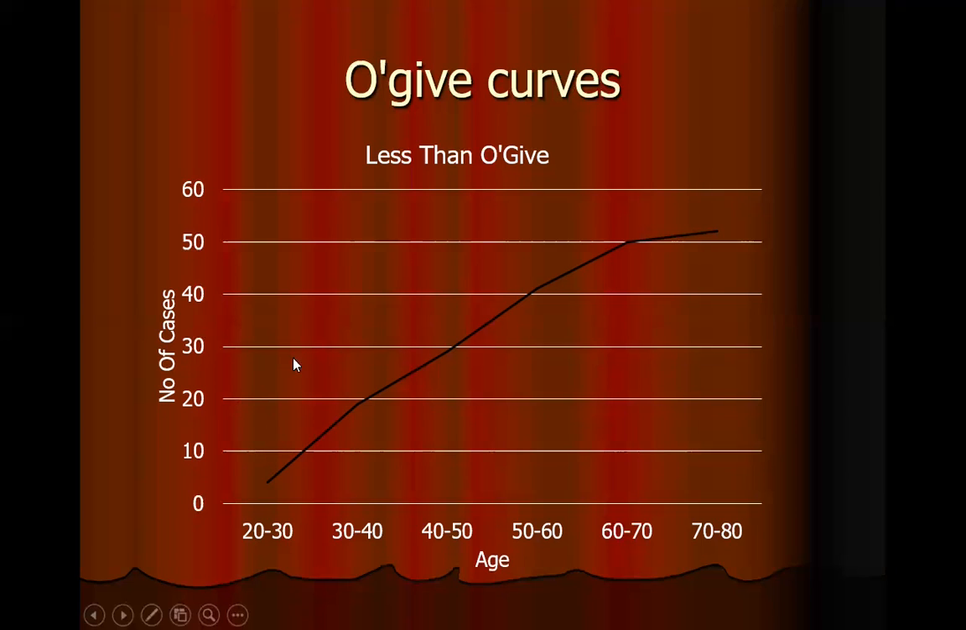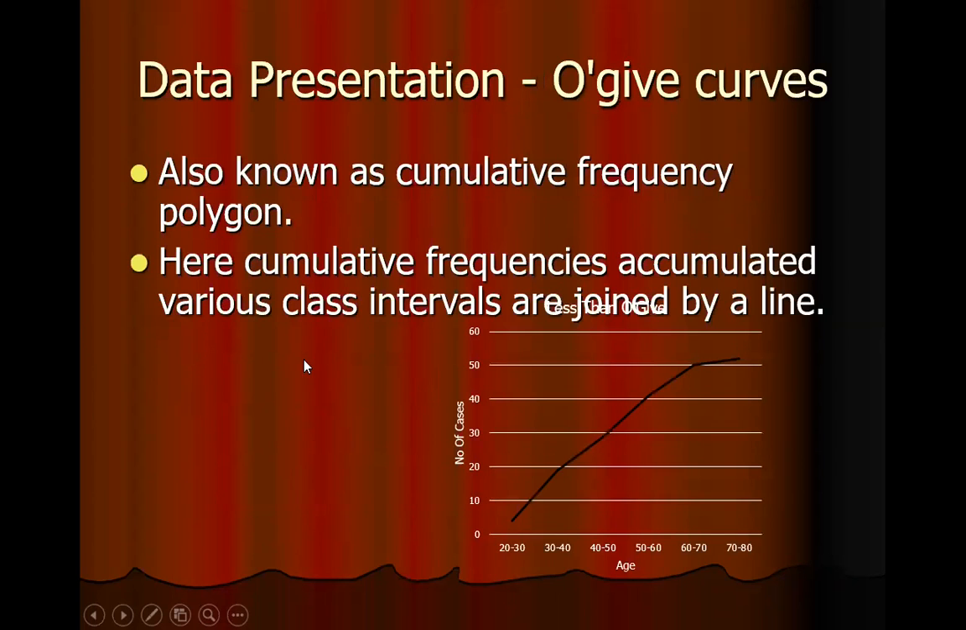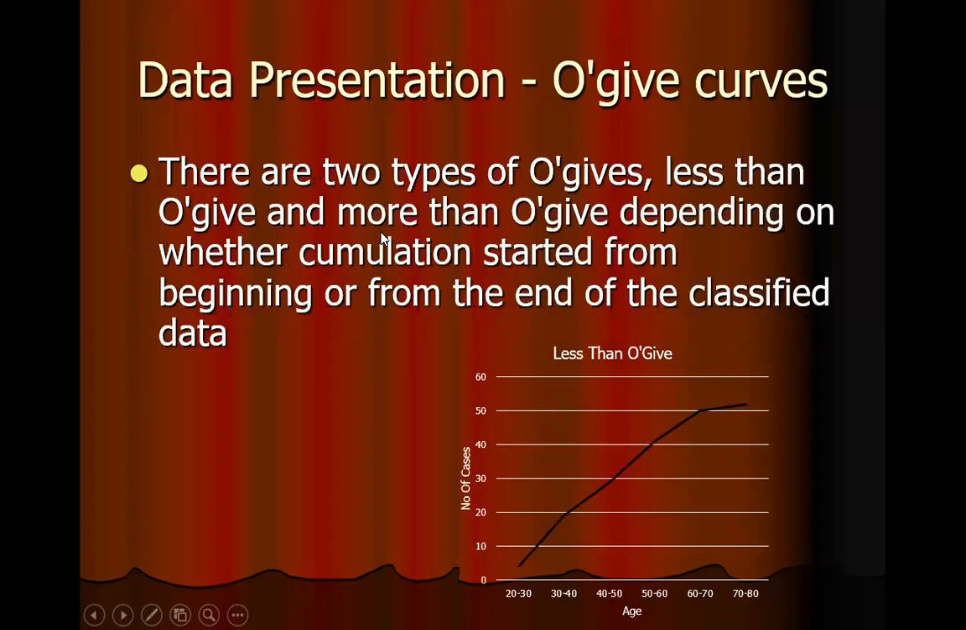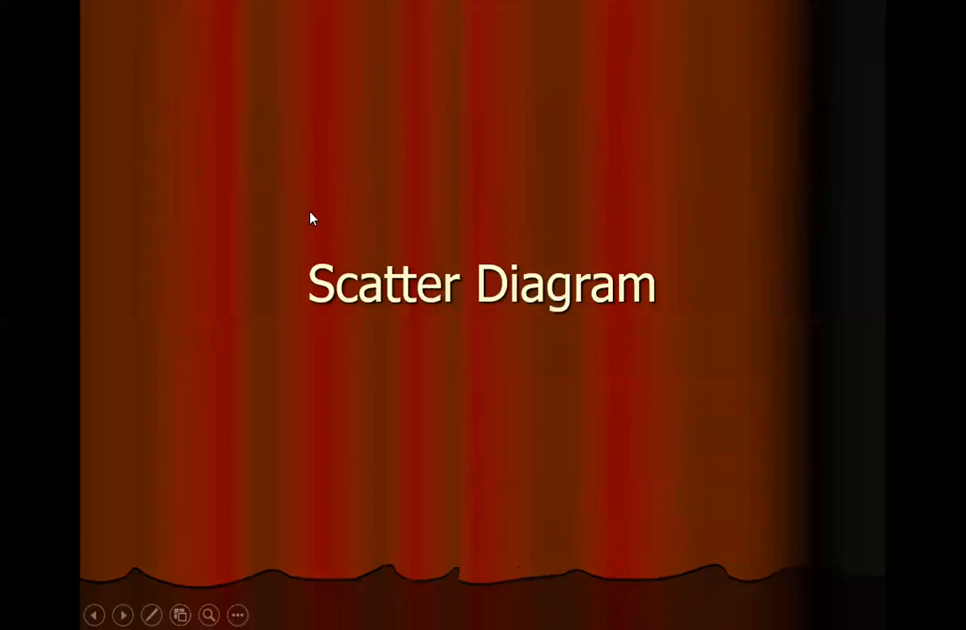So it will always increase and it will then reach a plateau here. An example of which will be the inverse of this. So here is the cumulative frequency polygon. Here, cumulative frequencies accumulate various frequencies of various class intervals and they are joined by a line. So the Ogive curve can be of two types: less than and more than Ogive curve.